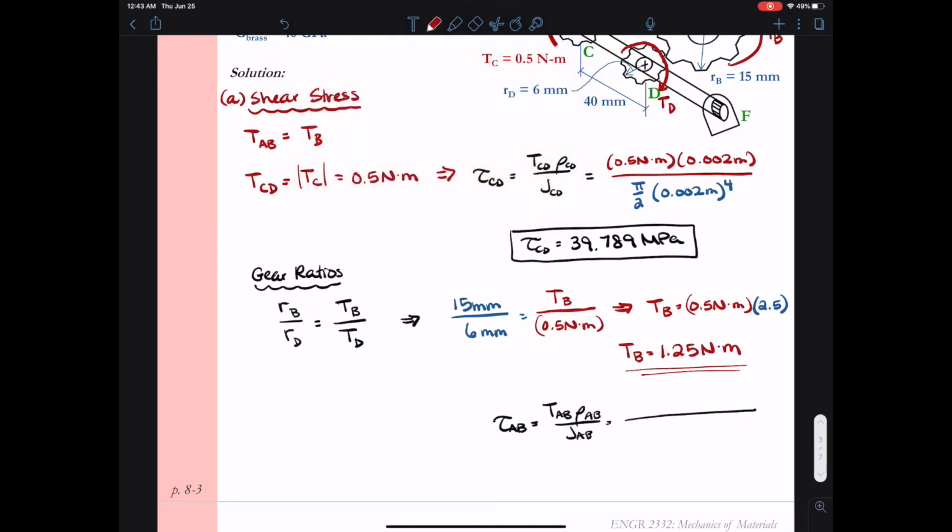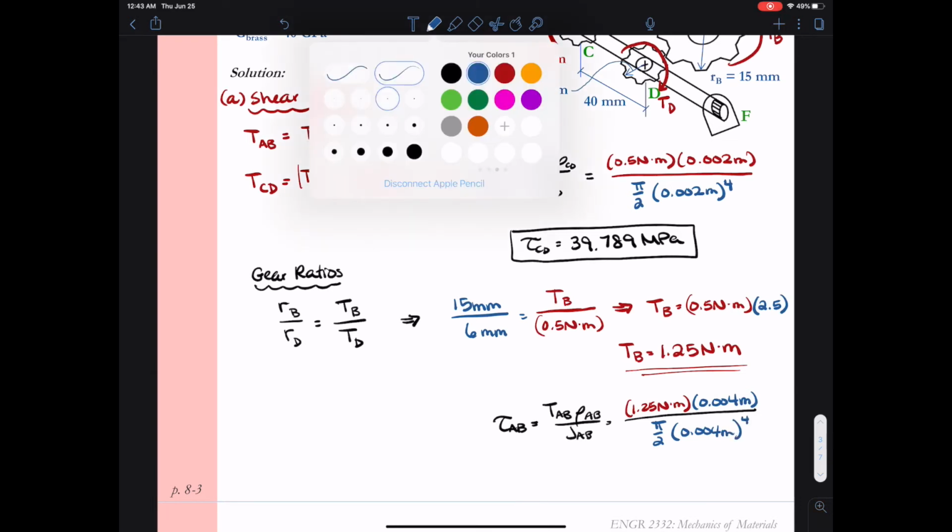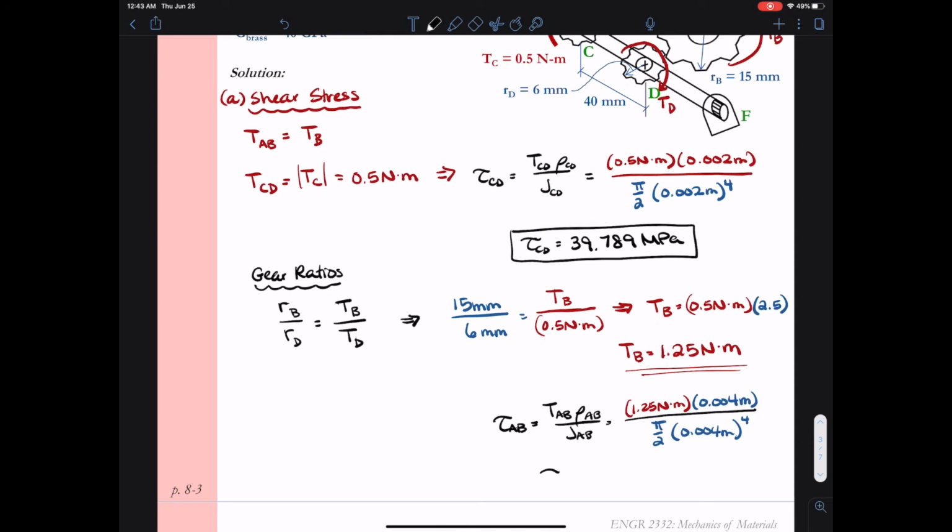So we have 1.25 newton meters times the radius. The radius of segment AB is going to be 4 millimeters. Again, 8 millimeter diameter, so 4 millimeter radius, and that's 0.004 meters. And then J is pi over 2 times 0.004 meters raised to the fourth. If we go through our math and do our calculations, we should get that the shear stress on segment AB is 12.434 megapascals.